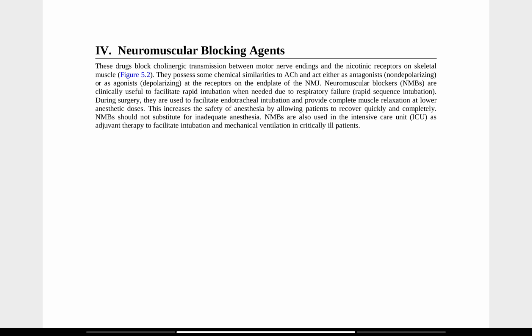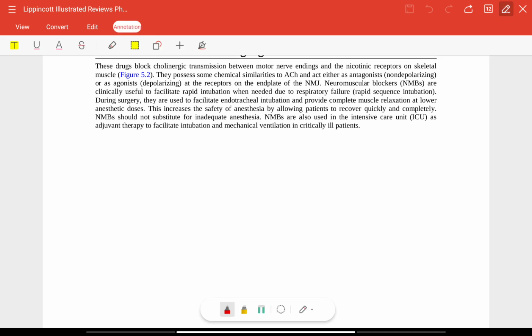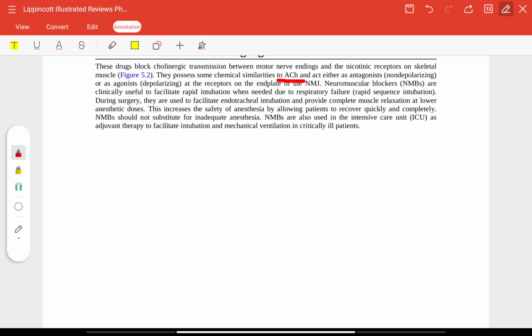Neuromuscular blocking agents block the transmission between motor nerve endings and the nicotinic receptors on the skeletal muscles. They possess similarities to acetylcholine and act either as antagonists, non-depolarizing, or agonists, depolarizing. You have to remember this at the NMJ.